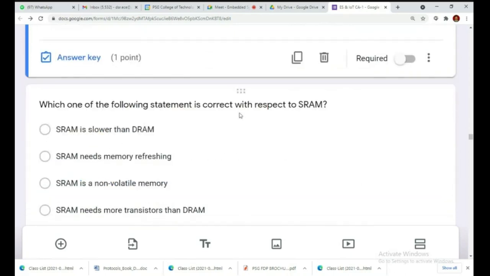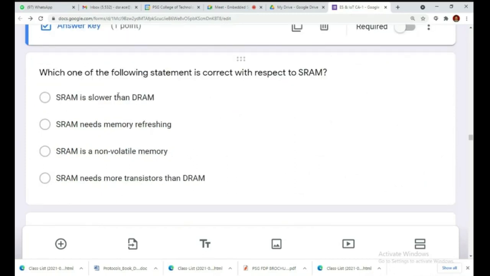Which one of the following statements is correct with respect to SRAM? So static RAM is the fastest RAM. Static RAM is the fastest RAM, as we all know. So 'SRAM is slower than DRAM' is wrong because SRAM is faster than DRAM. 'SRAM needs memory refreshing.' No. Only DRAM needs refreshing. So SRAM does not need any memory refreshing. 'SRAM is non-volatile memory.' SRAM is volatile. So all 3 of those statements are wrong.